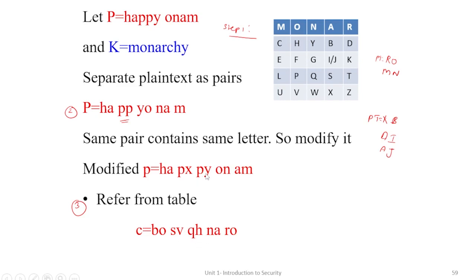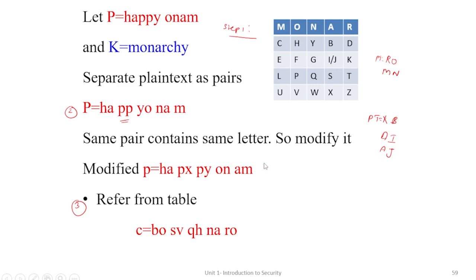And if you do the reverse process, that means decryption, you refer to BO: the row value is H, the column value is A, so HA. SV: the row value is P, the column value is X, so PX. QH: the Q row value is P, the column value is Y. So in this way, we can retrieve the plain text.